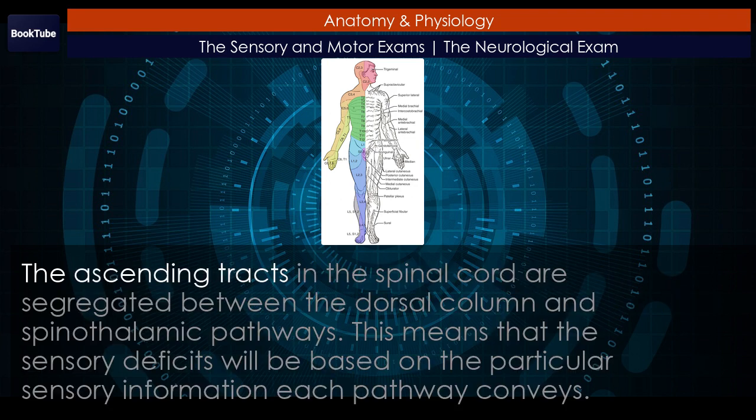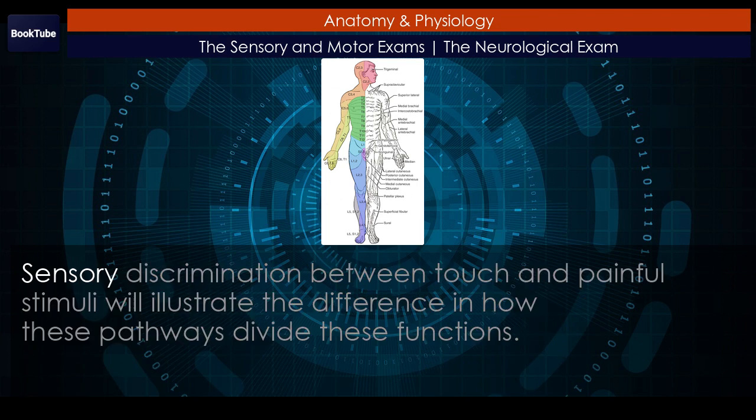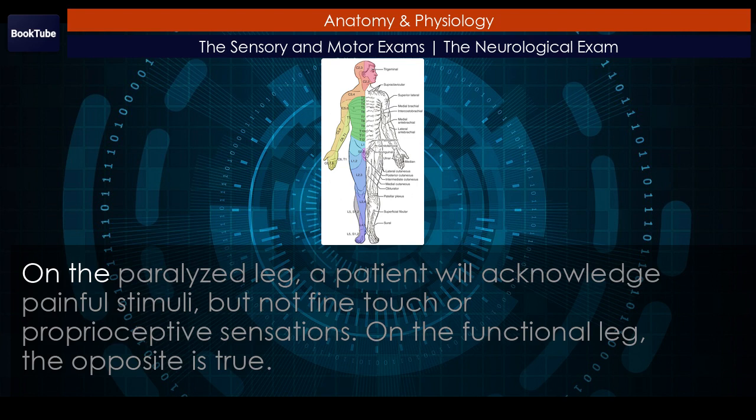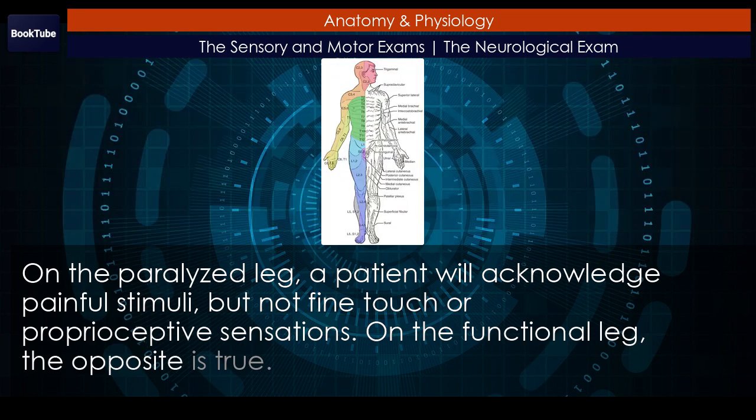The ascending tracts in the spinal cord are segregated between the dorsal column and spinothalamic pathways. This means that the sensory deficits will be based on the particular sensory information each pathway conveys. Sensory discrimination between touch and painful stimuli will illustrate the difference in how these pathways divide these functions. On the paralyzed leg, a patient will acknowledge painful stimuli, but not feel touch or proprioceptive sensations. On the functional leg, the opposite is true.